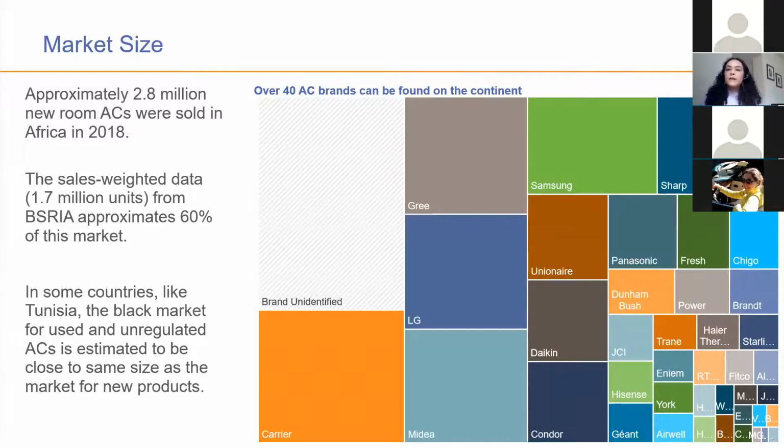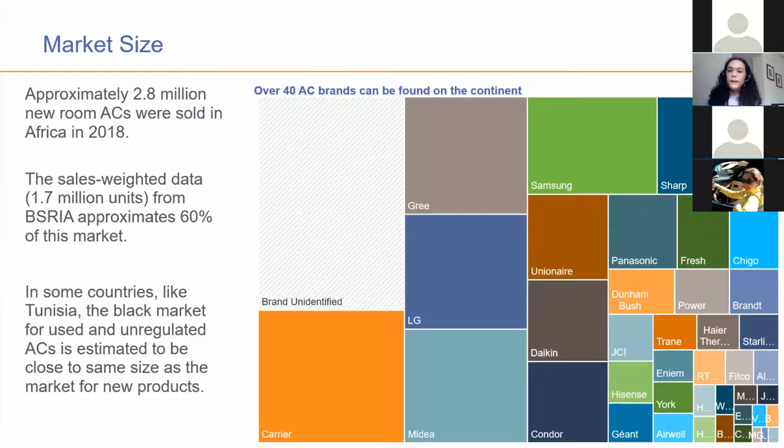So we'll start off by discussing the market size for room air conditioners. Euromonitor provides estimated market sizes for new room air conditioners. So in 2018, Euromonitor estimated that approximately 2.8 million new room air conditioners were sold in Africa. When we compared this to our model level data from BSRIA, we found that the BSRIA data set covered approximately 1.7 million units, which is about 60% of the estimated full size of the market for room air conditioners in Africa.